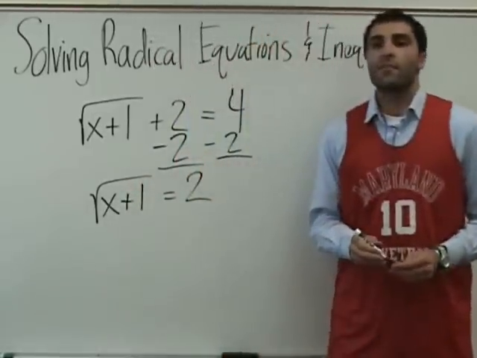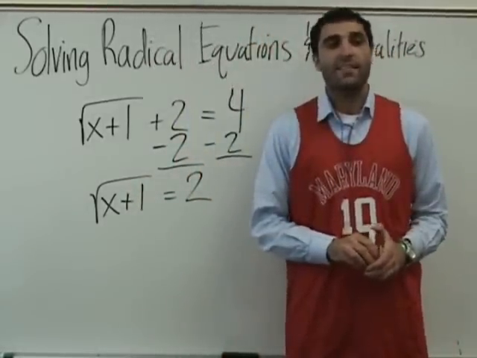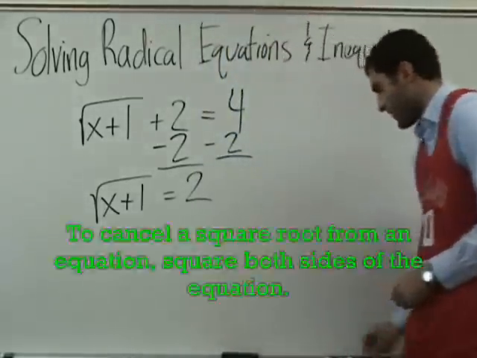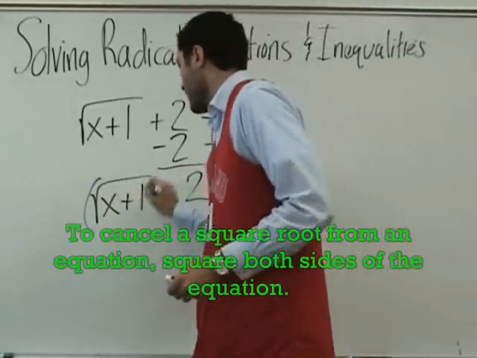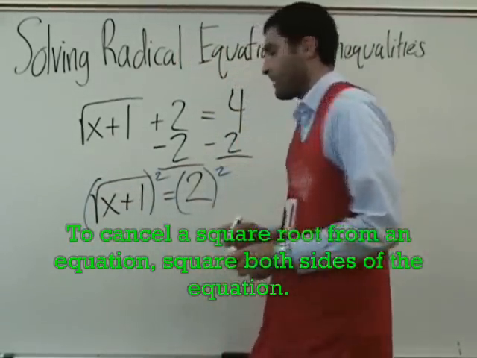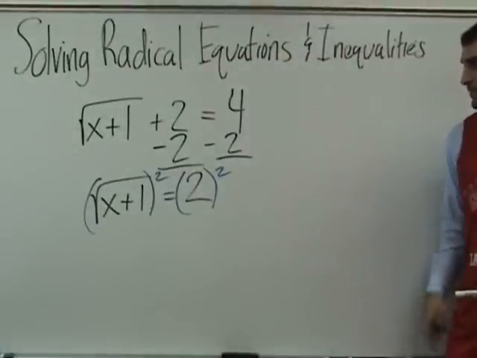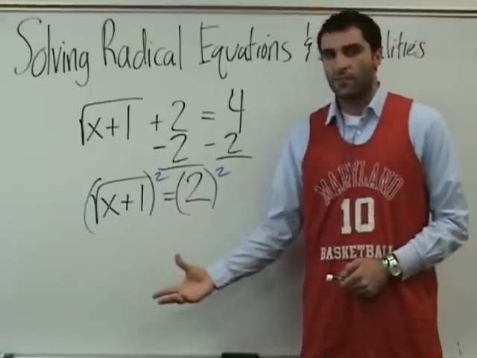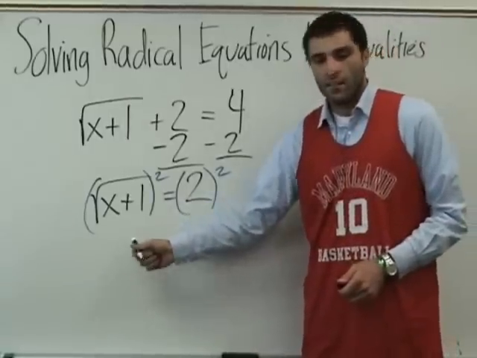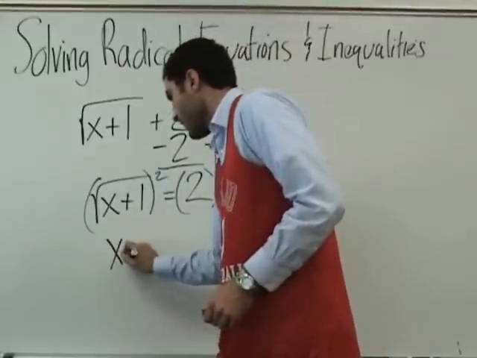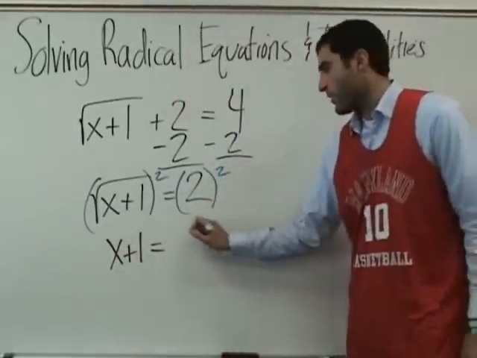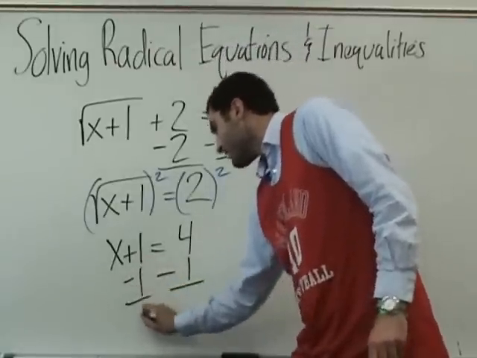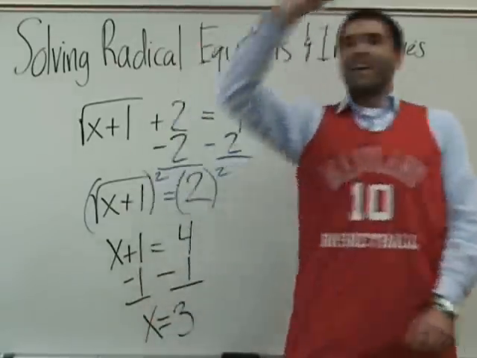Okay, now that we have the square root isolated, what do we do to both sides to cancel the square root? Square both sides. Good. Here it comes. Squaring both sides. So, when you square a square root, that cancels the square root, leaving just what here? X plus 1. Very nice. Equals 2 squared is 4, and we're one step away. Minus 1. X equals 3.